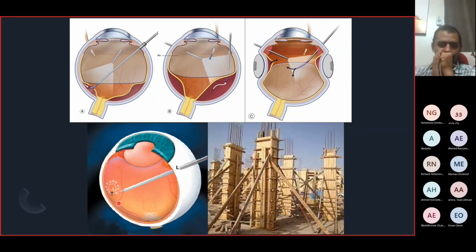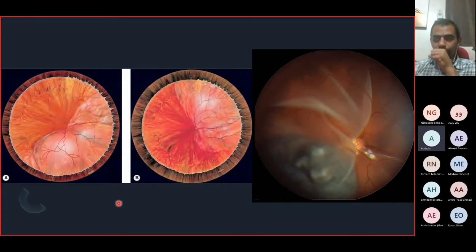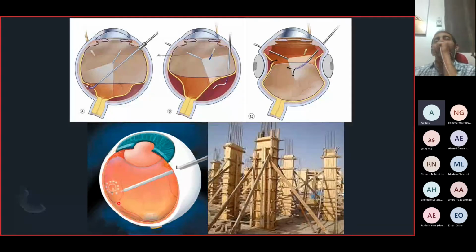Okay. According to what? The gas or silicone choice is according to several things.